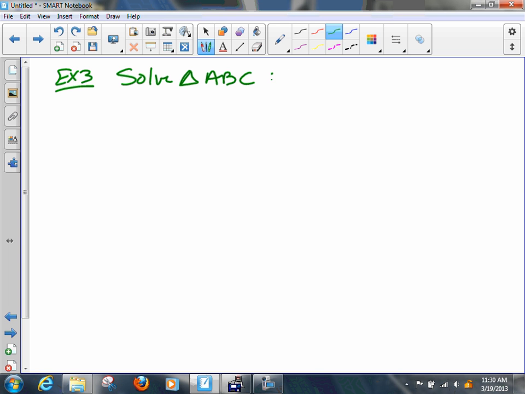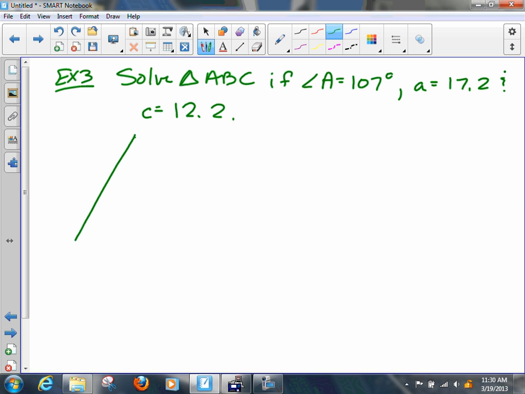Solve triangle ABC if angle A is 107 degrees, side A is 17.2, and side C is 12.2. Our good old triangle ABC. Fill in the information.